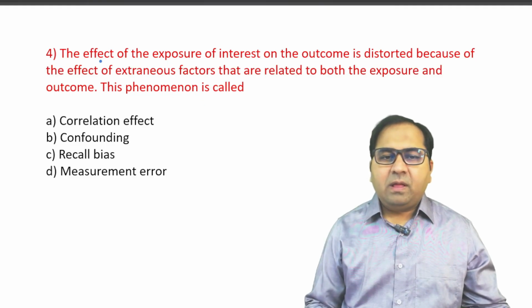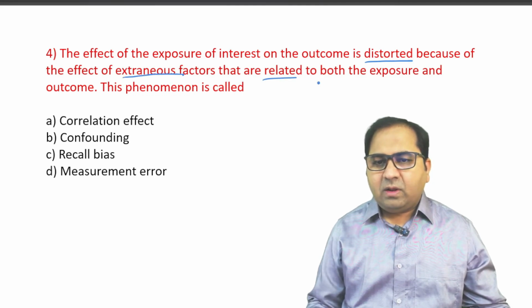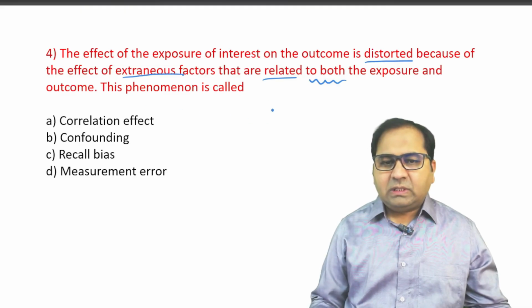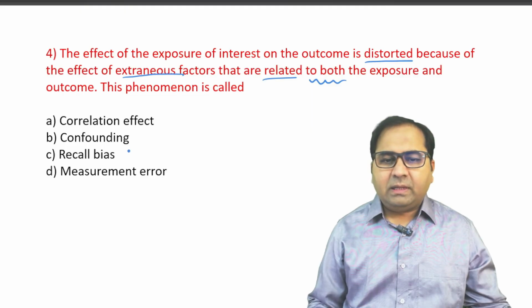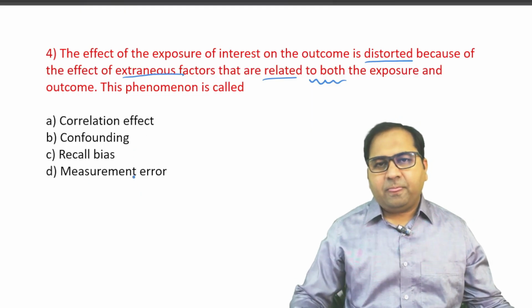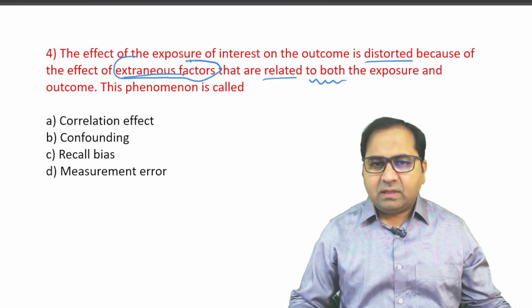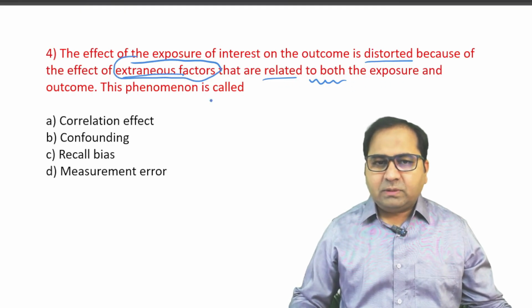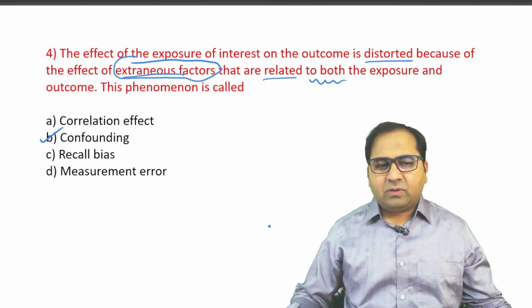Let us see the next question. The effect of the exposure of interest on the outcome is distorted because of the effect of extraneous factors that are related to both the exposure and the outcome. So this phenomenon is called as what? Options are A. Correlation effect, B. Confounding, C. Recurrent bias, or D. Measurement error. Read the question carefully again. The effect of the exposure of interest on the outcome is distorted because of the effect of extraneous factors that are related to both the exposure and the outcome. This phenomenon is called as B. Confounding.